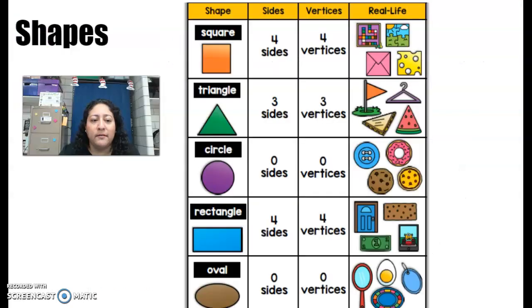Okay, so before I let you go, let's review what we learned today. We reviewed the name of the shape, how many sides it has, and how many vertices it has. And we learned that it's important to know the names of the shapes and to be able to identify them by their sides and vertices, because everything around the world has different shapes, and we need to know their names and how to identify them. And for the homework, we are going to use shapes to build a house, okay?